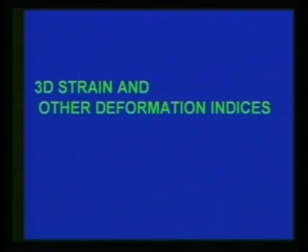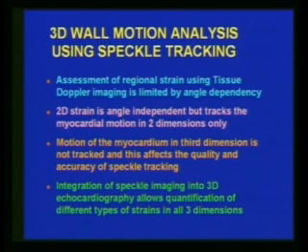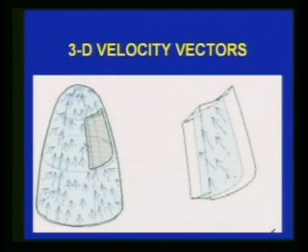Now another advantage of 3D echo is that we can now do the 3D strain. Now the strain can also be performed by tissue Doppler, but it is limited by angle dependency, and 2D strain is angle independent but tracks the myocardial motion in 2 dimensions only. The motion of the myocardium in the 3rd dimension is not tracked, and this affects the quality and accuracy of speckle tracking. The integration of speckle tracking into 3D echo allows quantification of different types of strains in all dimensions.